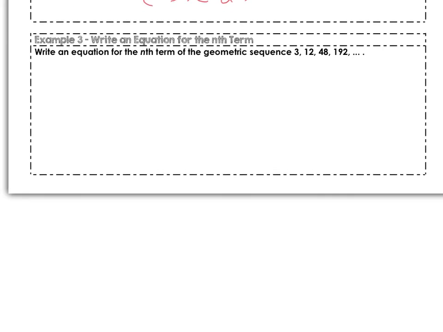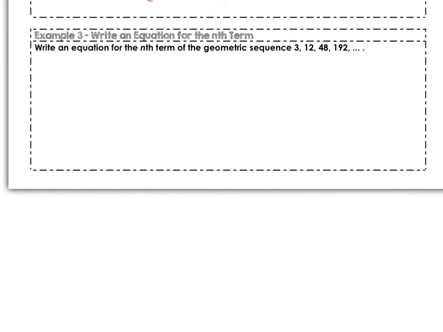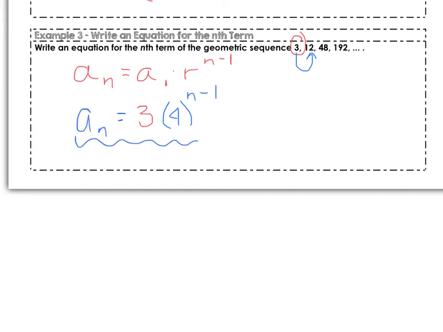All right, now we're going to write an equation for the nth term given a couple parts of the sequence. Once again, I'm just going to write down my general equation here, just to give me some frame of reference. First term is going to be 3. Next thing I need to do is figure out 3 times what gets me 12. My common ratio, 3 times 4. 4 is my common ratio to the power of n minus 1. Notice we cannot simplify this any further. We have a base of 3 and a base of 4. They're not common bases, that's why we cannot simplify this.